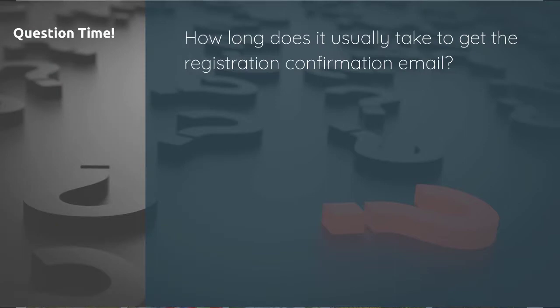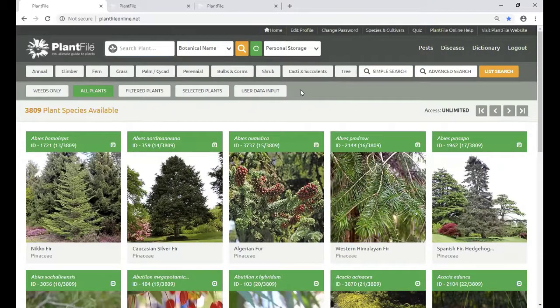Very cool. Okay, questions just keep coming in. So Audrey asked, how long does it usually take to get the registration confirmation email? Yeah, it's a little bit slow, Audrey. Sorry. It usually takes 10 minutes or something like that, and then it comes through.